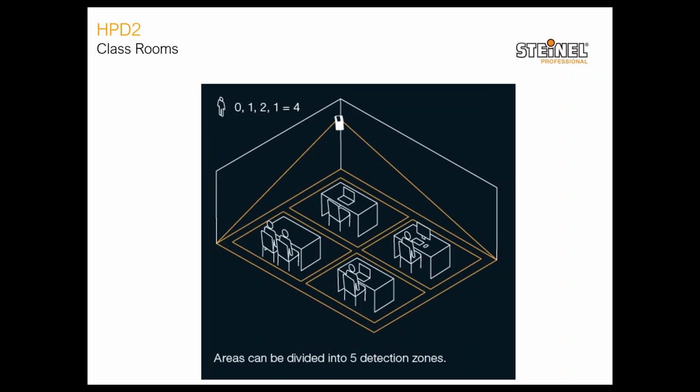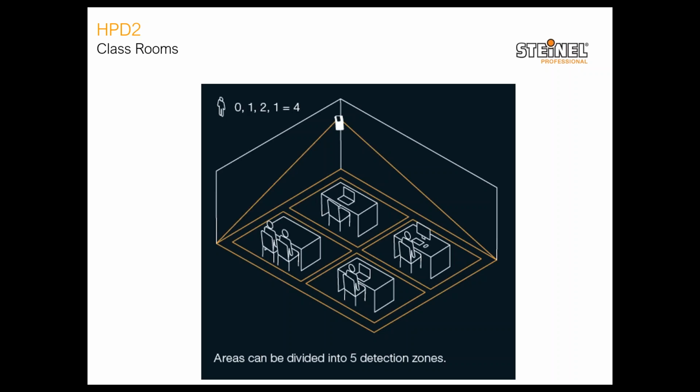The other situation can be a classroom. As you can see, you have a zone with no one in it. You have 2 zones with 1 person in each one. And you have a zone with 2 people in that. So overall, 4 people. You can divide the area that you're covering into 5 detection zones.